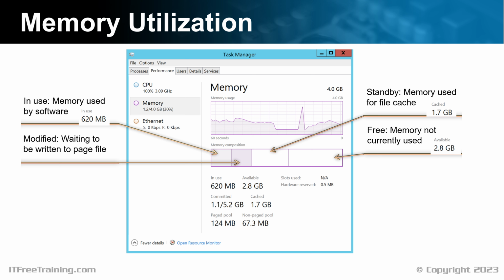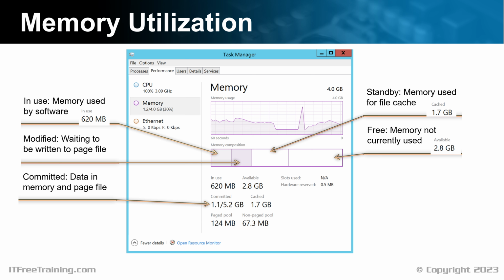This is made more complicated because memory that has not been accessed may proactively be moved to the page file. To make it easier, Microsoft has included a committed figure. The committed figure is the amount of physical memory and page file that is currently in use. You can see this is 1.1 gigabytes.